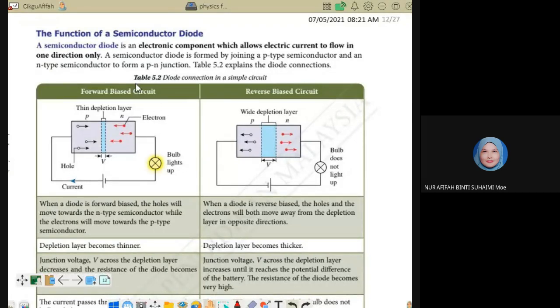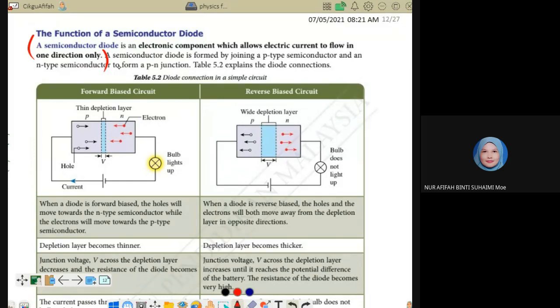A semiconductor diode is an electronic component which allows electric current to flow in one direction. The function of a semiconductor diode is to allow current to flow in one direction. You must remember the function of the diode. What is the function of a diode? To allow current to flow in one direction only.